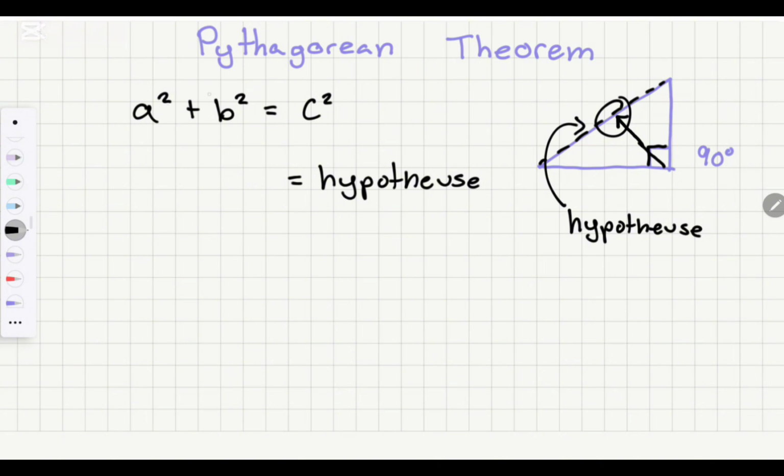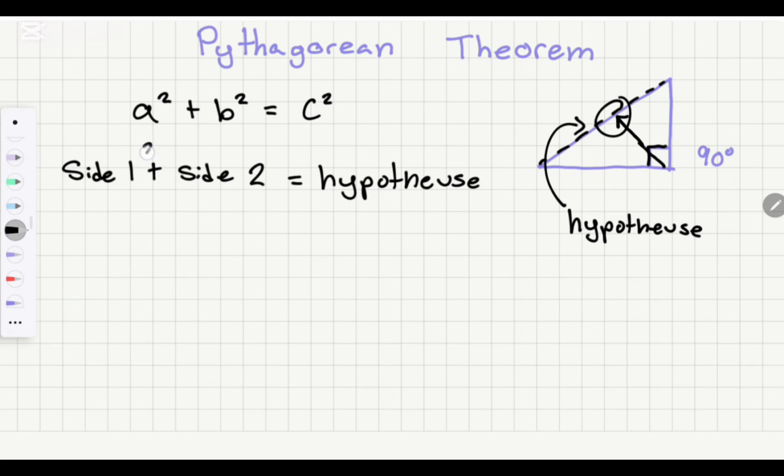Now this a squared and our b squared, these are simply our other two sides of our triangle. And they could be either one. I could call this side A and this side B, or I could call this side A and this side B. It really does not matter. A and B can be flipped around. Okay, so I'm going to call this A side 1 and B side 2. So a squared plus b squared equals c squared, and side 1 plus side 2 equals hypotenuse.